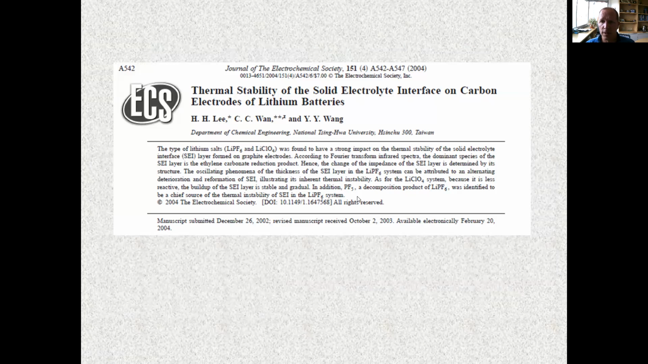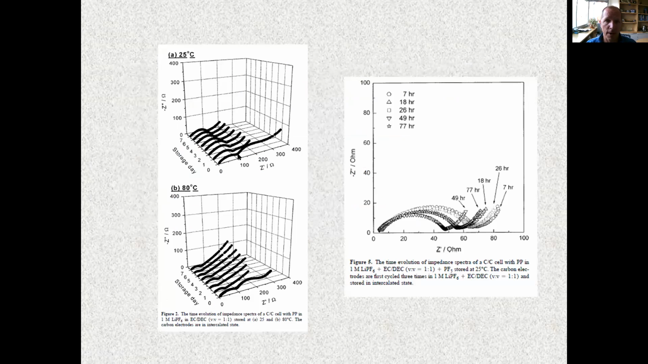And they attribute this largely to the presence of PF5 and the Lewis acidity of the PF5, which results in a corrosion and a damaging of the anode SEI. And this can be observed by looking at electrochemical impedance spectroscopy, which once again, this is a measure of the overall impedance of the cell. And if you remember, smaller semicircles are good and larger semicircles are bad.